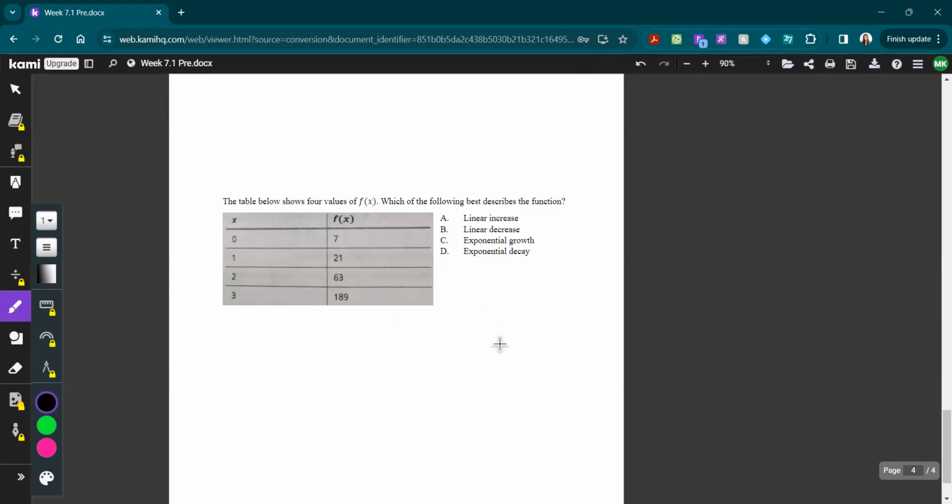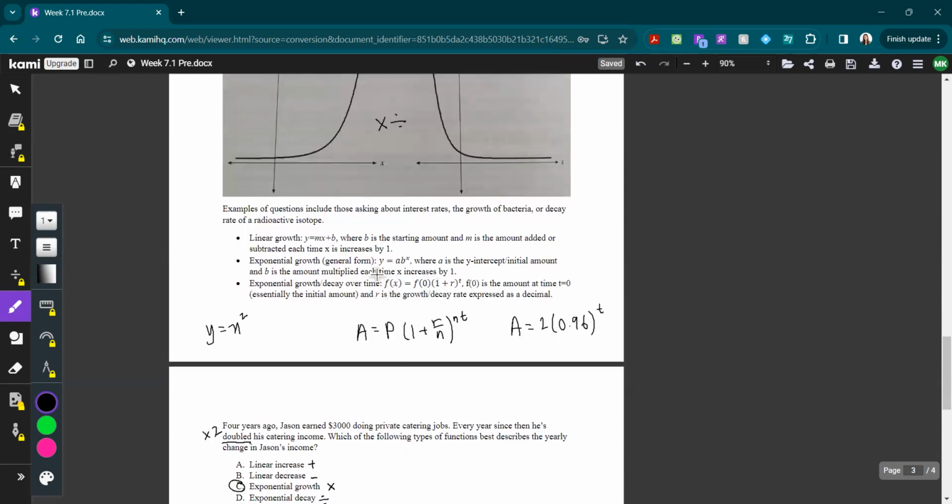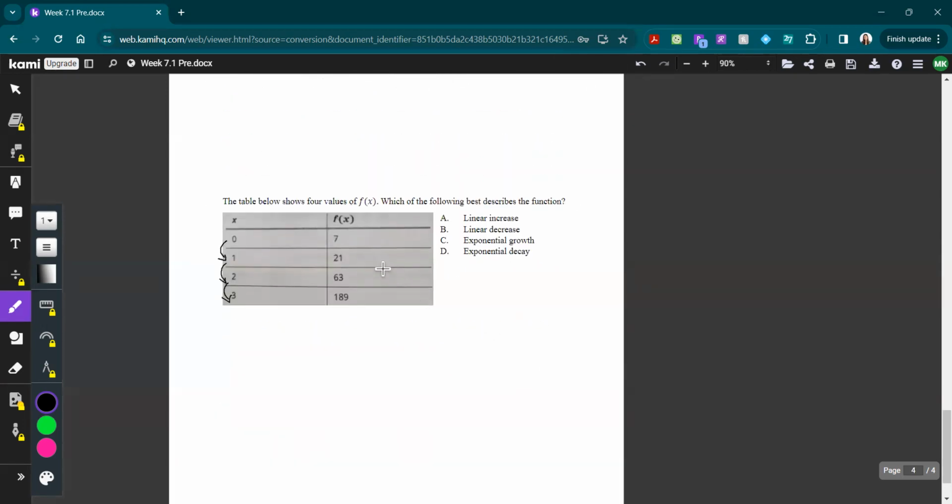Now let's look at this. Now we're given a table. The table below shows 4 values of f of x. Which of the following best describes the function? Again, we're trying to determine if it's linear increase, decrease, exponential growth, or exponential decay. First thing you want to notice is that x is increasing by 1, and that's fine. We just need to know what the interval is for your x, because of the definition, each time x increases by 1. Now we are mostly looking at your f of x, or your y, to notice what the pattern is.